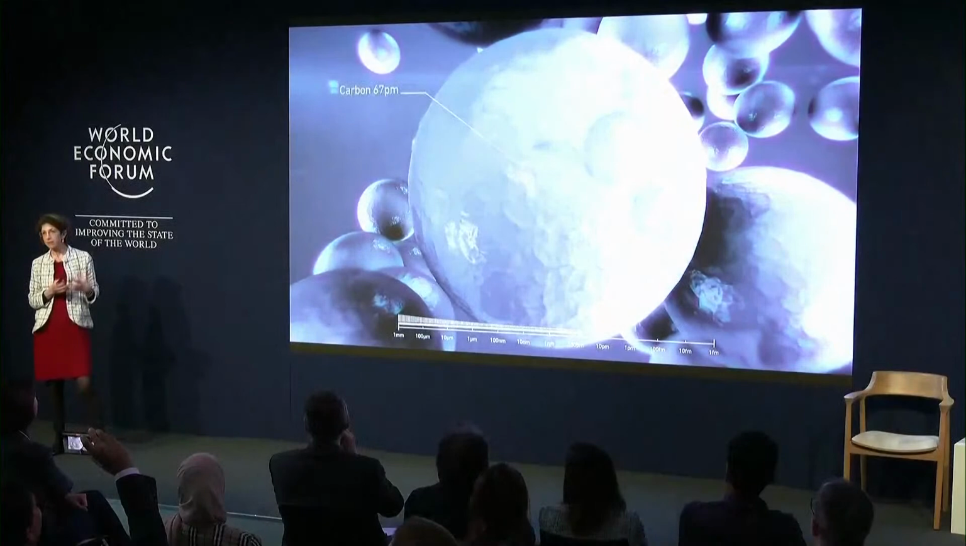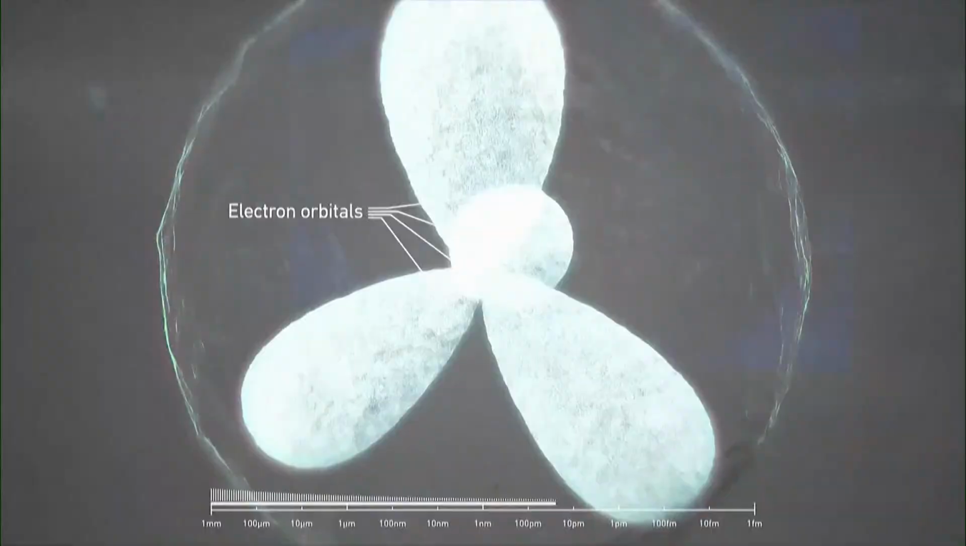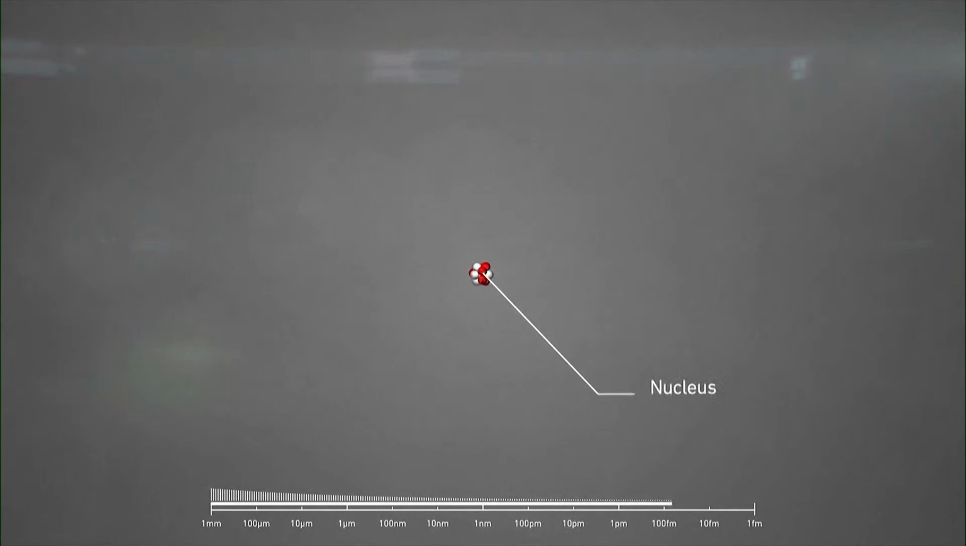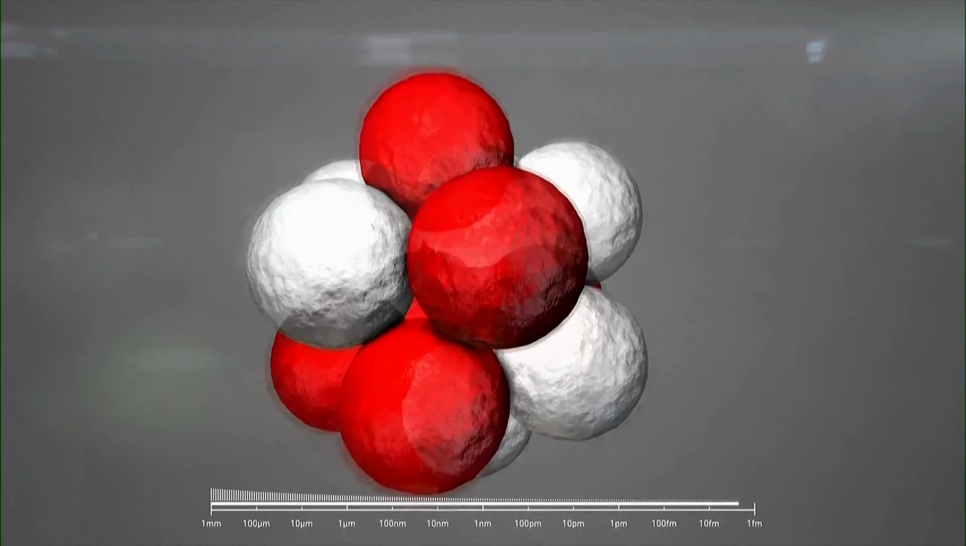They are made of a central nucleus surrounded by a cloud of electrons. Electrons are elementary particles, whereas the nucleus is not. It's made of substructures. And these substructures are called neutrons and protons. They have a size of 1 Fermi. A Fermi is 10 to the minus 15 meter.